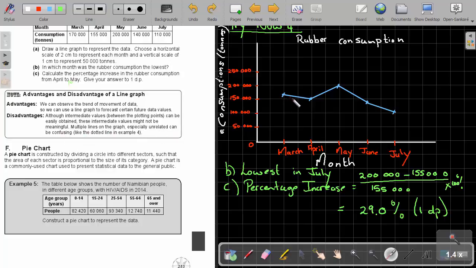It's also not to say, for example, that a value between these points on the line is accurate. We're just going to make a prediction by drawing that line, but it's not to say that those values will be accurate.